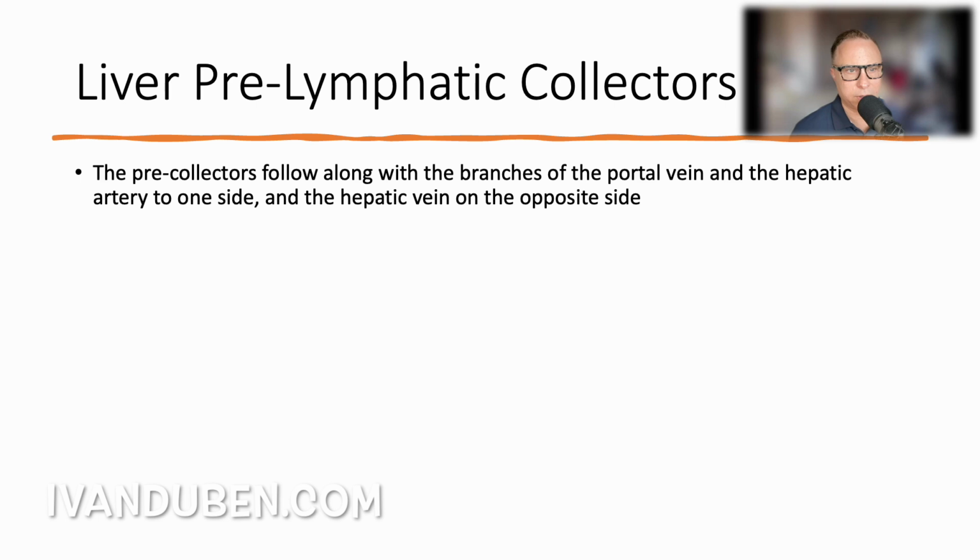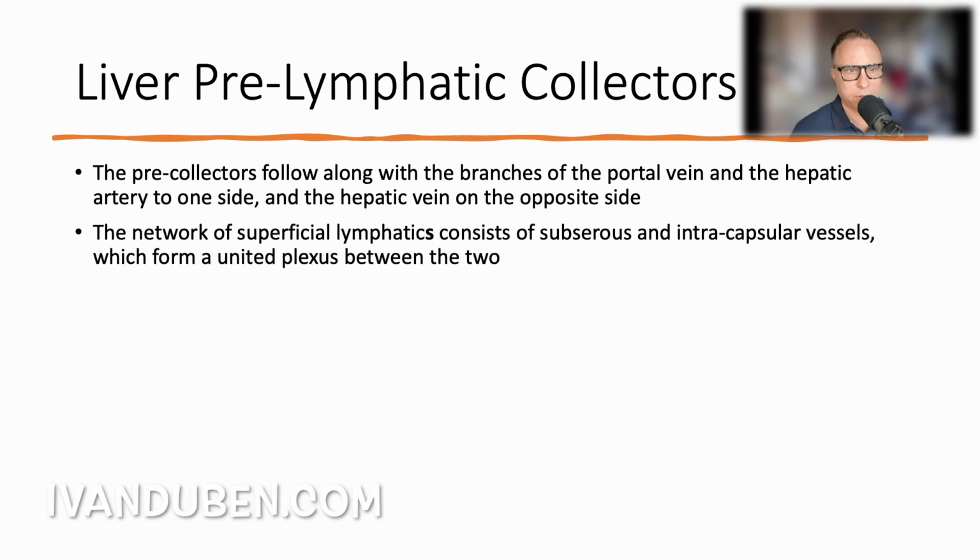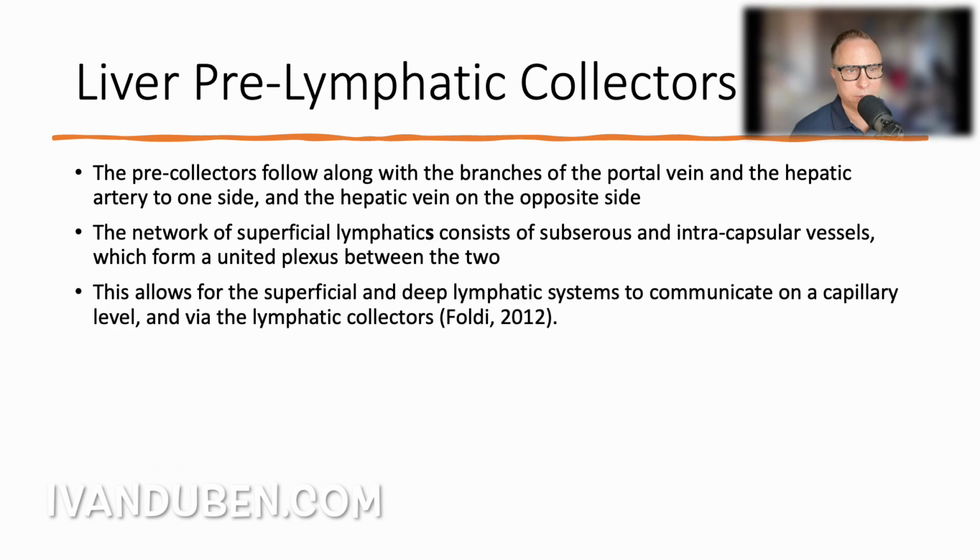The precollectors follow along with the branches of the portal vein and the hepatic artery to one side and the hepatic vein on the opposite side. The network of superficial lymphatics consists of subserous and intracapsular vessels, which form a unified plexus between the two. This allows for the superficial and deep lymphatic systems to communicate on a capillary level and via the lymphatic collectors.